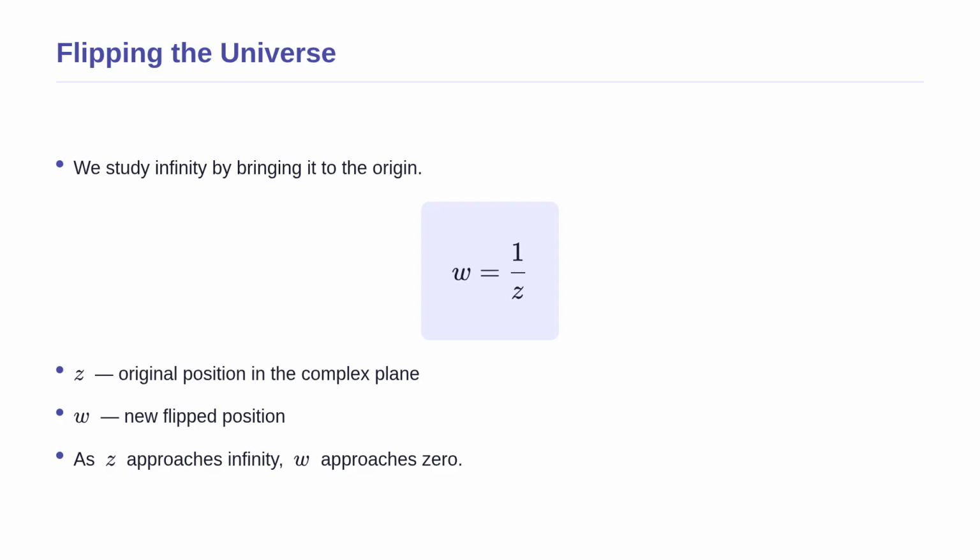We introduce a new variable, w, which is the exact reciprocal of our original variable z. Conceptually, this is the mathematical equivalent of teleporting from the infinitely distant edges of the flat plane straight to the center origin. As our original variable z grows infinitely large, our new variable w shrinks down to exactly 0. This means studying our function at infinity is perfectly identical to studying a modified version of our function at 0.